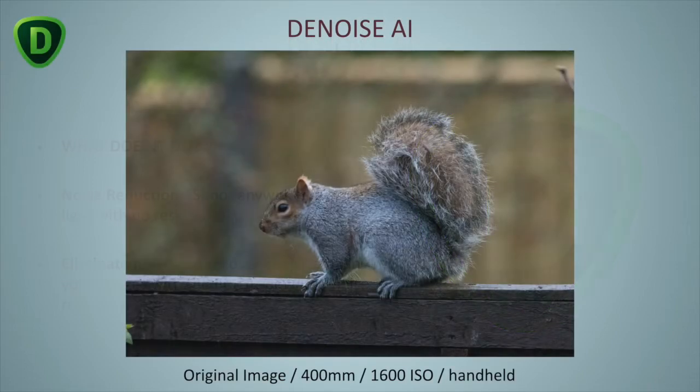As an example, here's an image of a squirrel that I took on my back fence last month. This is the original image. It's cropped in a little bit, actually, it's probably about 80% of the original image. I took it with my Sigma 150 to 600, at about 400 mil and 1600 ISO, and it's handheld, so it's probably not quite as sharp as it should be either, but we'll get to that part later.